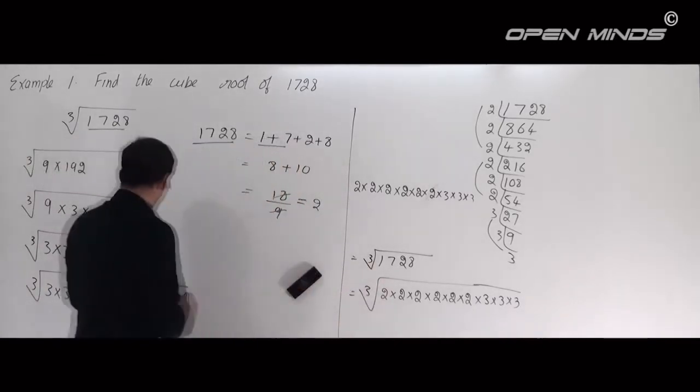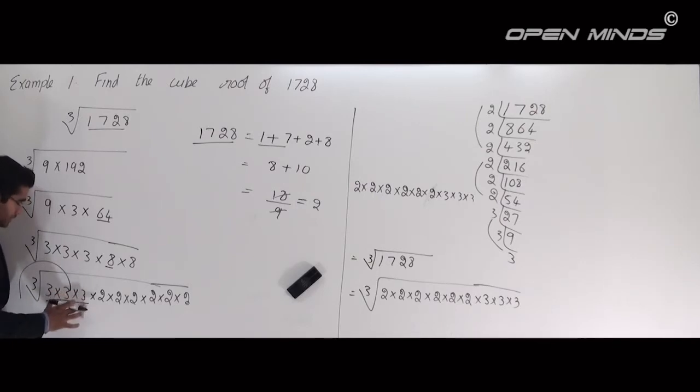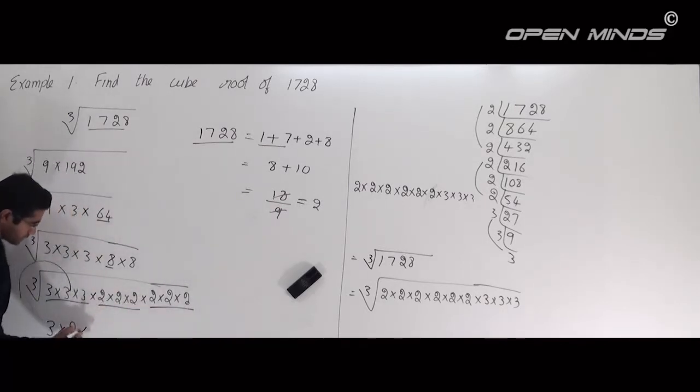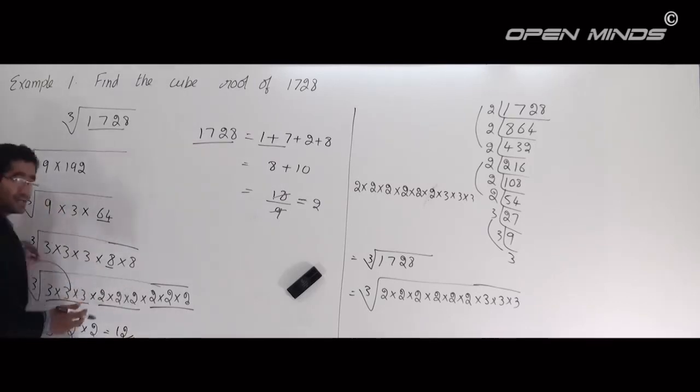So now, how do I take the cube root of this number? Look at this: 1, 2, 3. Three of these numbers will come out. It's a group, and I know it's a cube root, so I should find 3 identical numbers, and one of them comes out. There's a group here also, and one comes out. In another group, another one comes out. That's it. So that is the cube root of this number. I can write this as 6 times 2, which is 12. That is it.